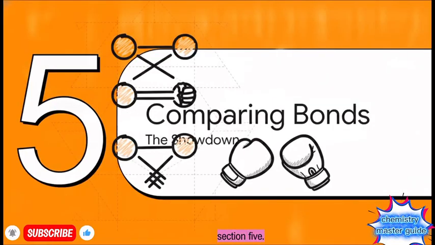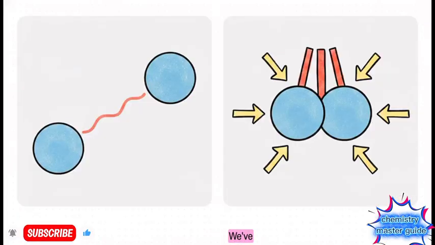All right, section 5. Let's compare these covalent bonds in a little showdown. We've seen the single handshake, the double grip, and the triple hold, but how do they actually stack up against each other in physical reality? Well, the absolutely crucial point here is this. The number of shared electrons fundamentally changes the structure of the molecule.